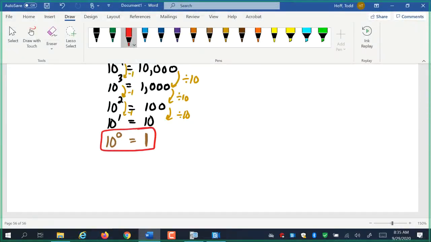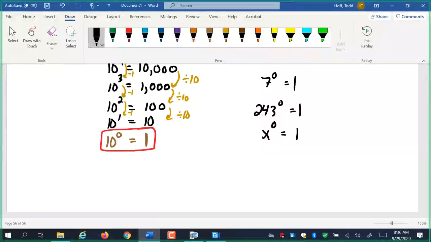In fact, this pattern holds very similarly for any number that we put in there as the base. Anything to the power of 0 is 1. 7 to the power of 0 would be 1. 243 to the power of 0 would be 1. X to the power of 0 is 1. Anything to the power of 0 is 1.